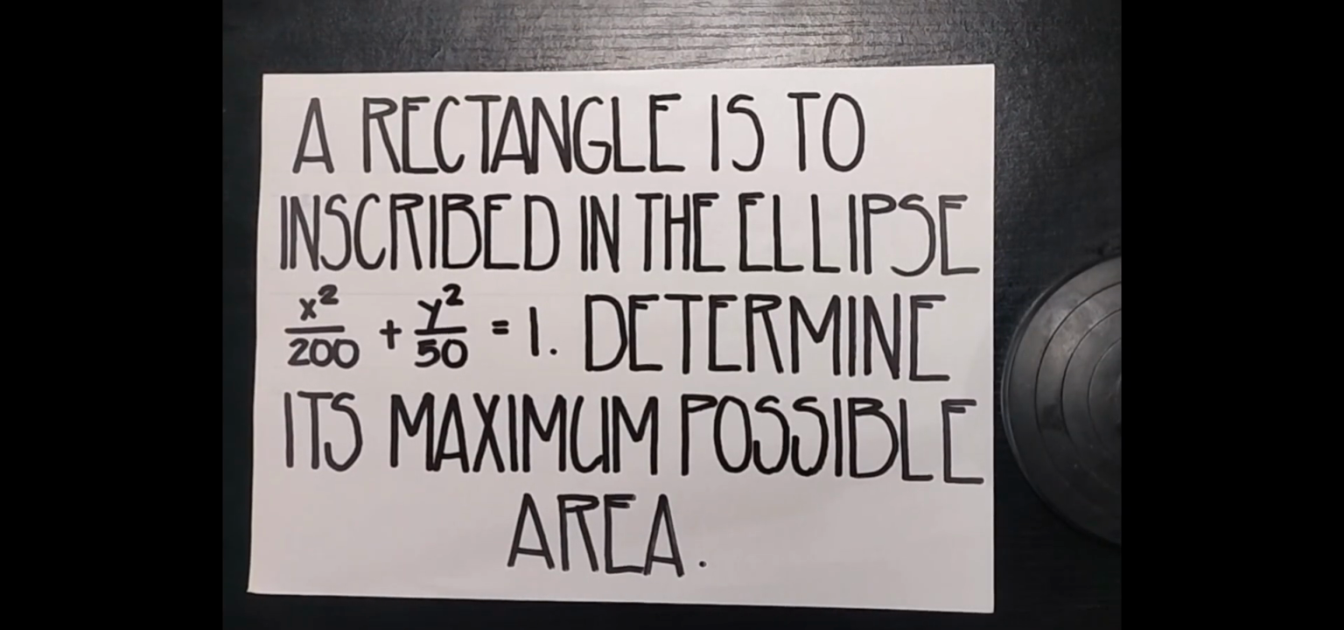A rectangle is to inscribe in the ellipse x squared over 200 plus y squared over 50 equals 1. Determine its maximum possible area.